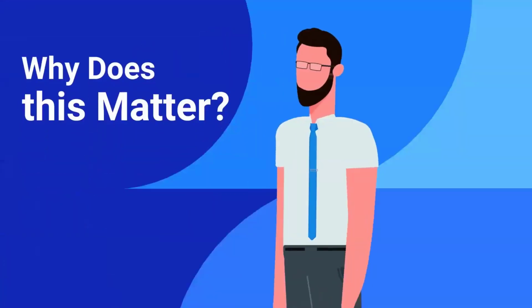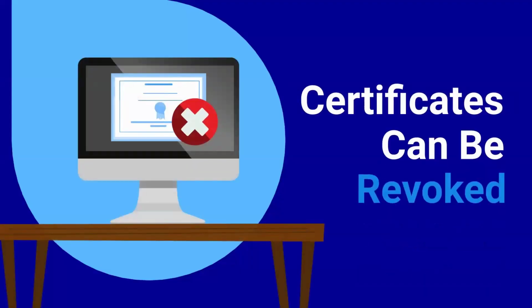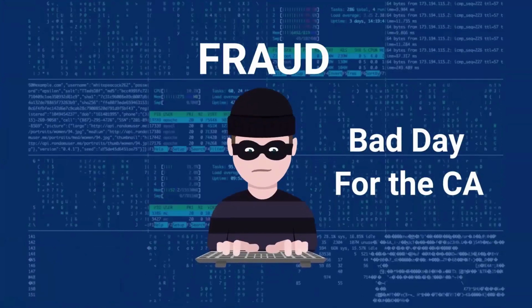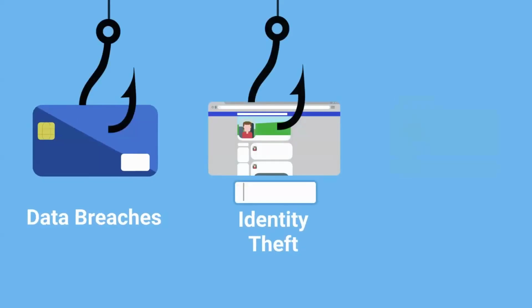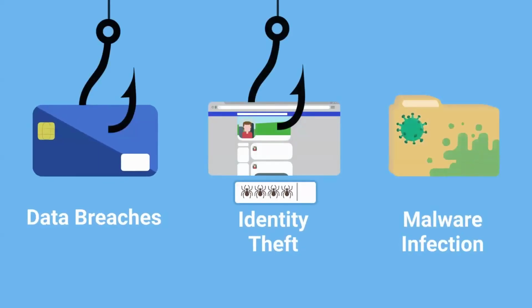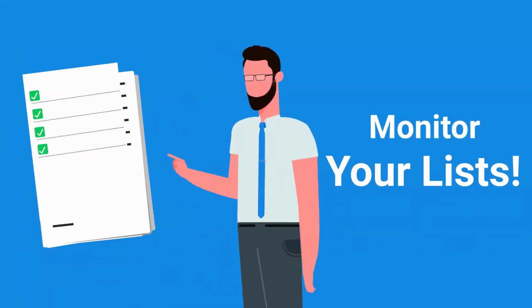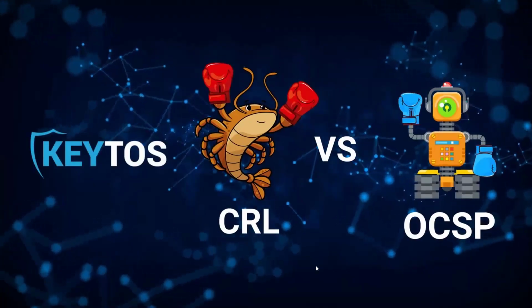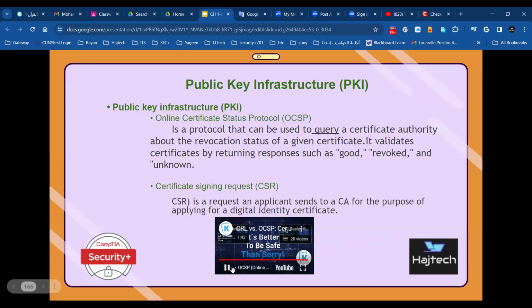You might be wondering why all this matters. Well, certificates can be revoked for various reasons, from fraud to a certificate authority having a bad day. And if these revoked certificates aren't properly checked, it could lead to all sorts of problems, like data breaches, identity theft, or even malware infection. So in the end, it's crucial that we keep an eye on certificate revocation and make sure our online experiences remain secure. And that's it for today's deep dive into certificate revocation. Remember, when it comes to your online security, it's better to be safe than sorry.